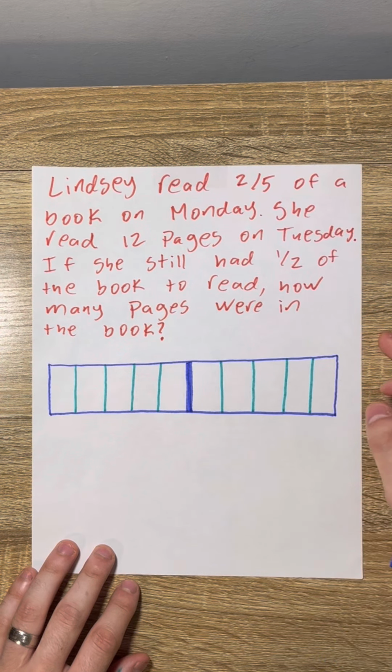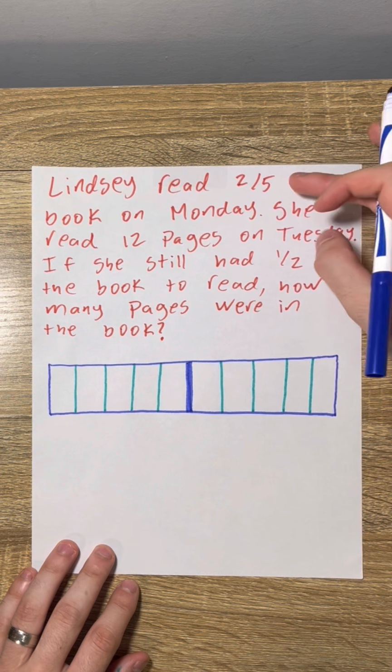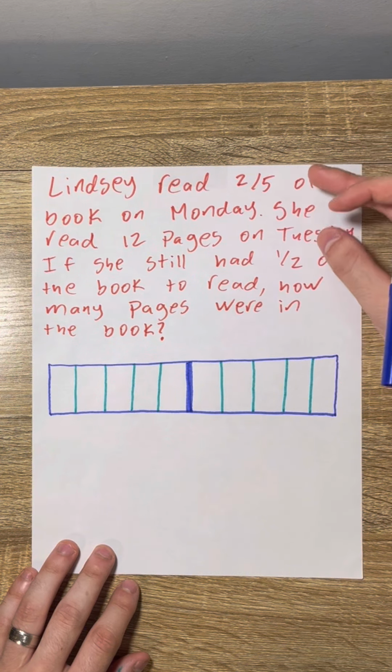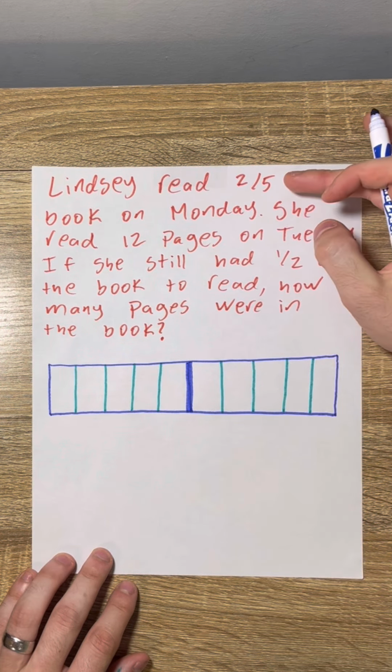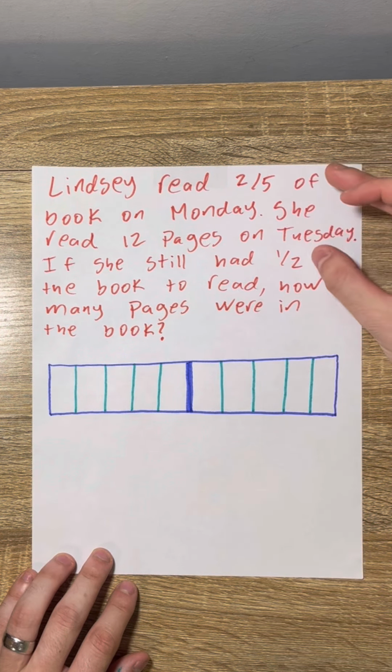First off, let's begin by looking at the fractions. So we have 2/5 and 1/2. It'll be a lot easier to show these and draw them on our diagram if we have a common denominator. And so the least common multiple between 5 and 2 is 10.